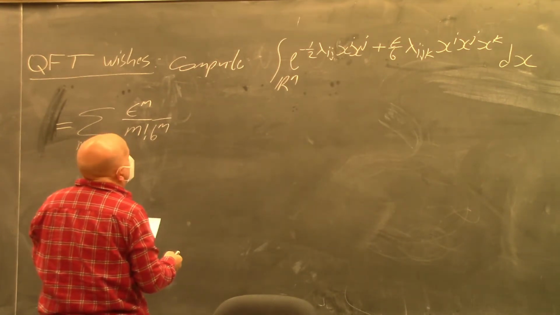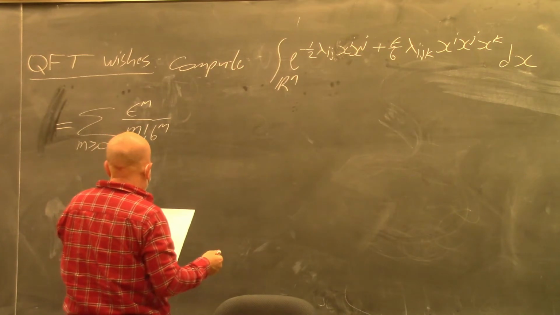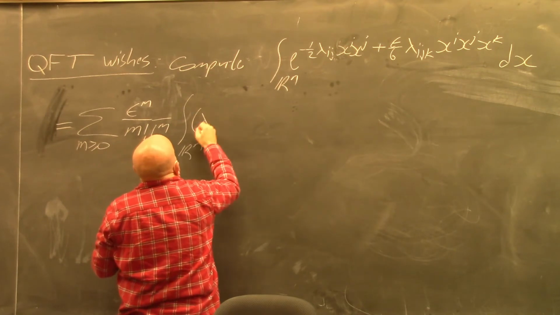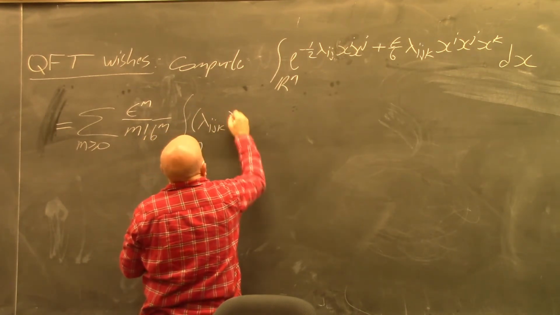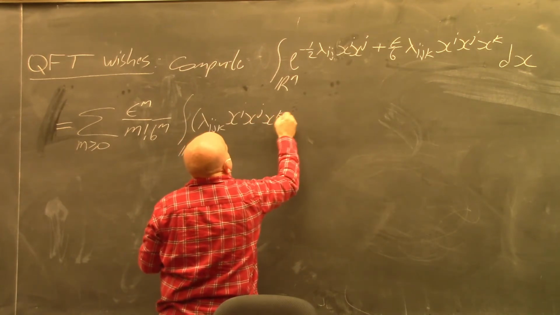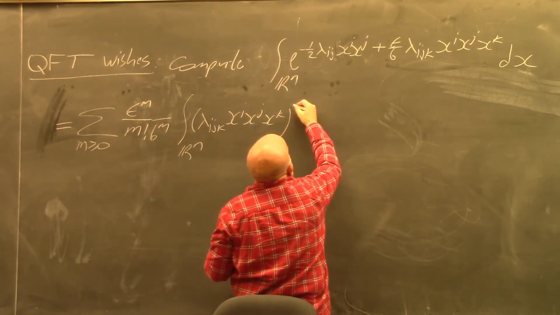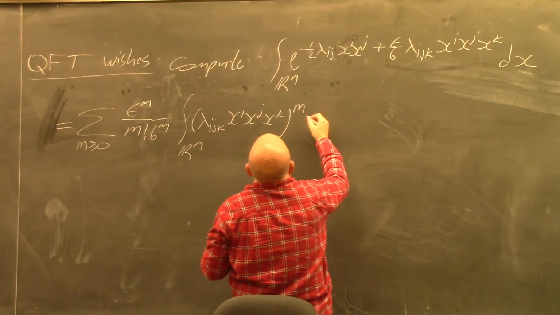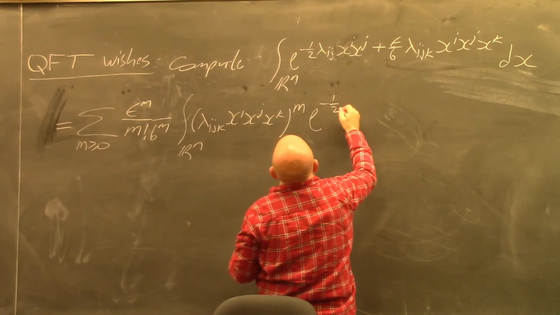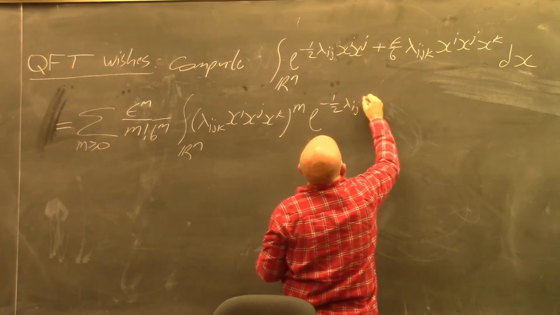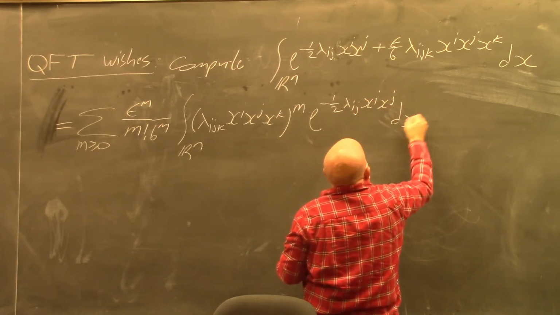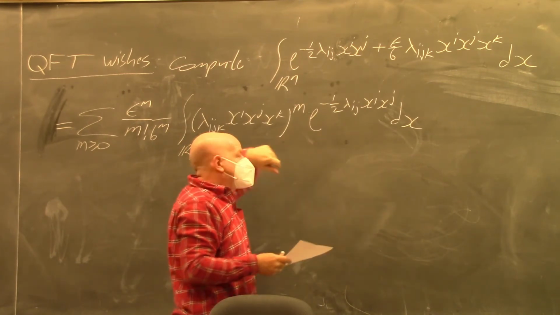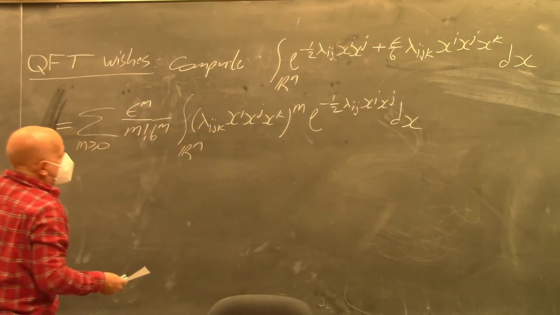So I get epsilon to the m divided by 6 to the m, and then the integral over R^n of lambda_ijk x_i x_j x_k to the power m, multiplying e to the minus 1/2 lambda_ij x_i x_j dx. And this is a polynomial. Okay? So we can use the techniques written over there.